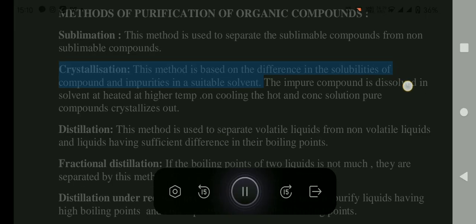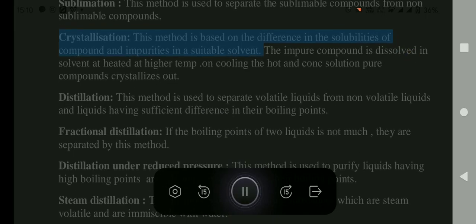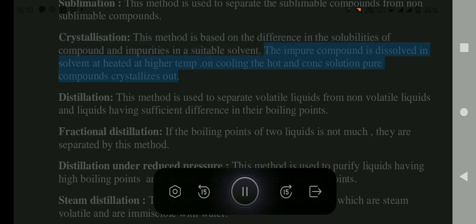Crystallization. This method is based on the difference in the solubilities of the compound and impurities in a suitable solvent. The impure compound is dissolved in solvent and heated at higher temperature. On cooling the hot and concentrated solution, the pure compound crystallizes out.